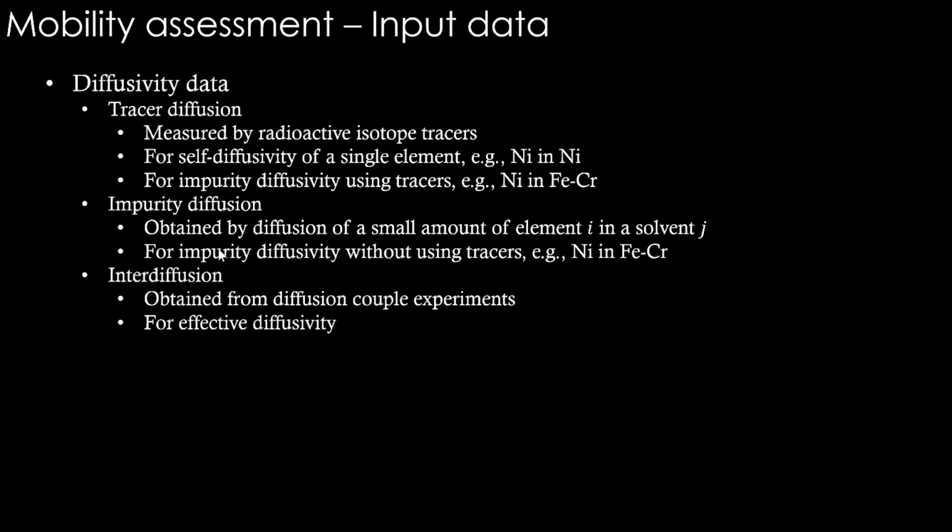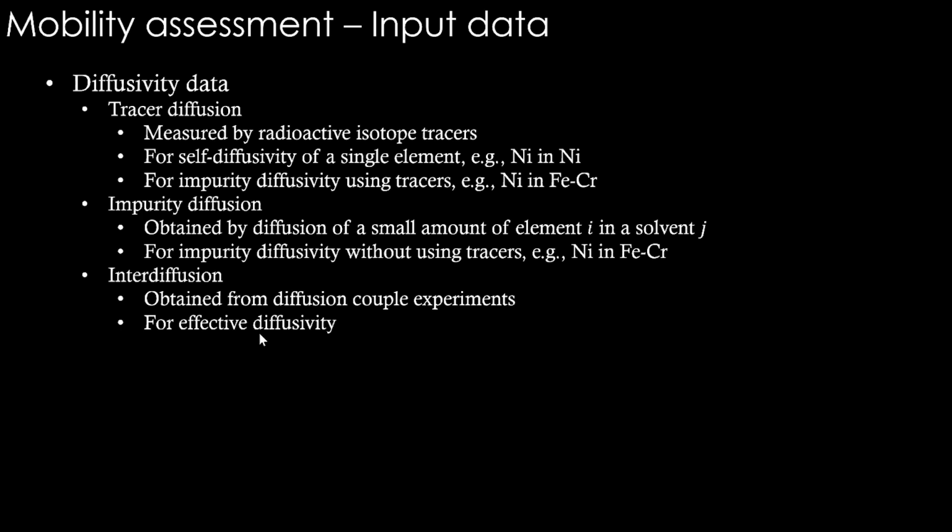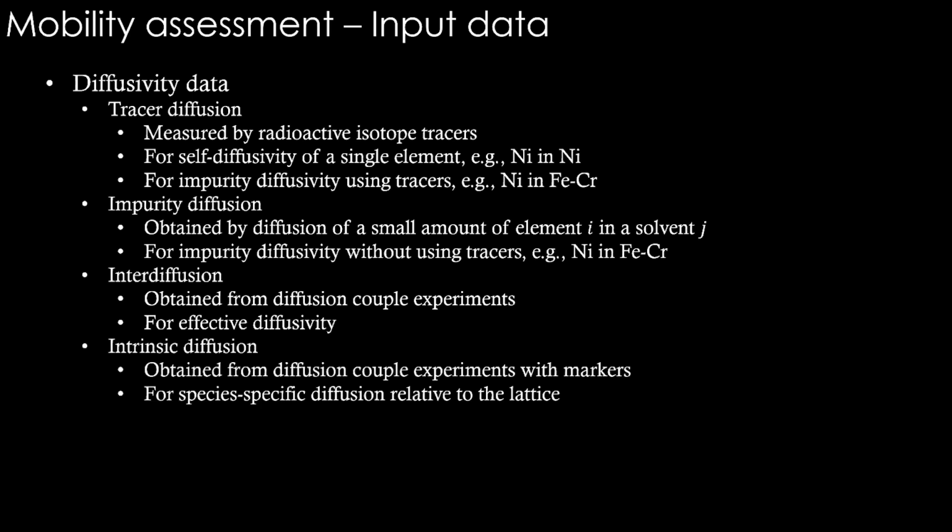This is another technique, interdiffusion, which is obtained from diffusion couple experiments. Interdiffusivity we can measure. That's called effective diffusivity. It's not diffusivity of one element, because when we say diffusion couple, we have seen examples of diffusion couple. You join a couple of different metal pieces together and they interdiffuse into each other, right? So in that way, what we measure is an effective diffusivity, not the individual elements' diffusivity, and that can directly come from interdiffusion studies. And diffusion couples can also be used to measure something called intrinsic diffusion.